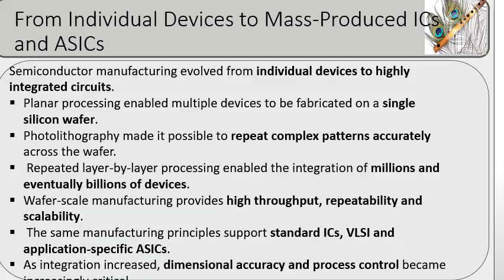By combining lithography with processes such as oxidation, implantation, etching, deposition and metallization, multiple device and interconnect layers can be built sequentially. This makes it possible to manufacture a large number of identical circuits simultaneously, providing the throughput and repeatability required for mass production. The same fundamental approach supports modern IC, VLSI, and ASIC manufacturing. However, as integration and device density increase, even small fabrication variations become increasingly important to device performance and manufacturing yield.